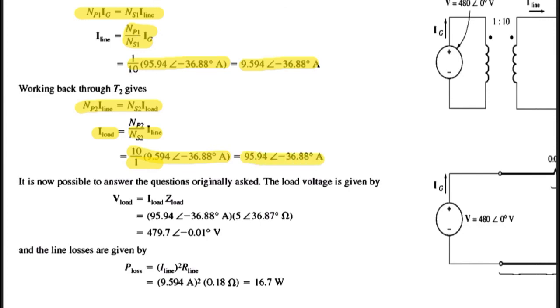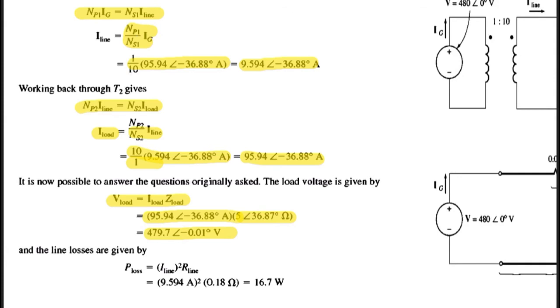It is now possible to answer the question originally asked. The load voltage is given by, now very simple, you have the current now: V load equals I load multiplied by Z load. You have the I load now, which is 95.94 with the angle, multiplied by Z load, 5 with 36.87. So the answer will be 479.7 with angle minus 0.01.